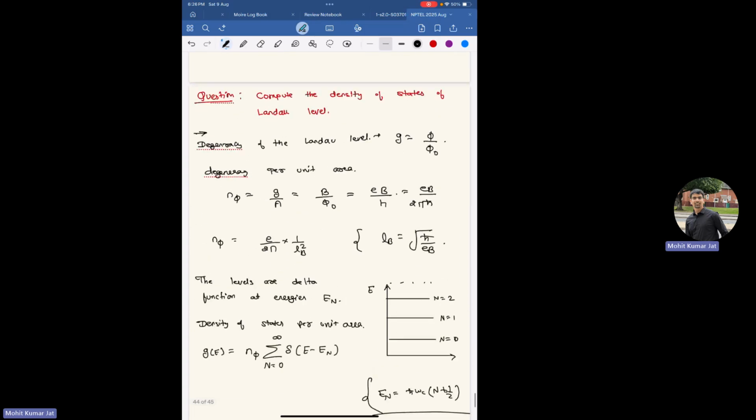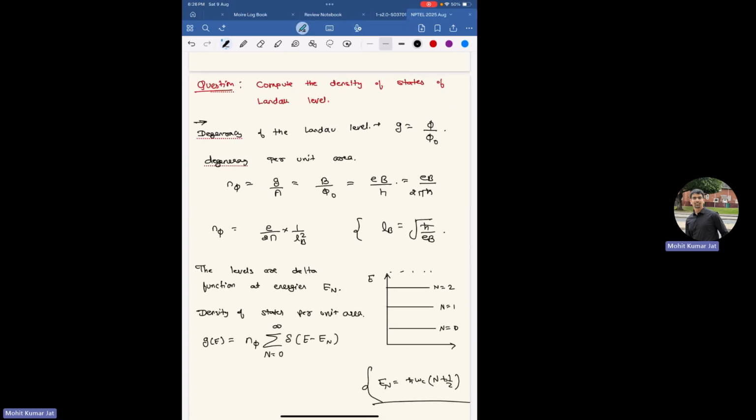So in this question, we discussed the degeneracy of the Landau levels and the density of states of the Landau levels. We initially started with the degeneracy of the Landau levels, then calculated the degeneracy per unit area. It turns out to be e B by 2 pi ħ.